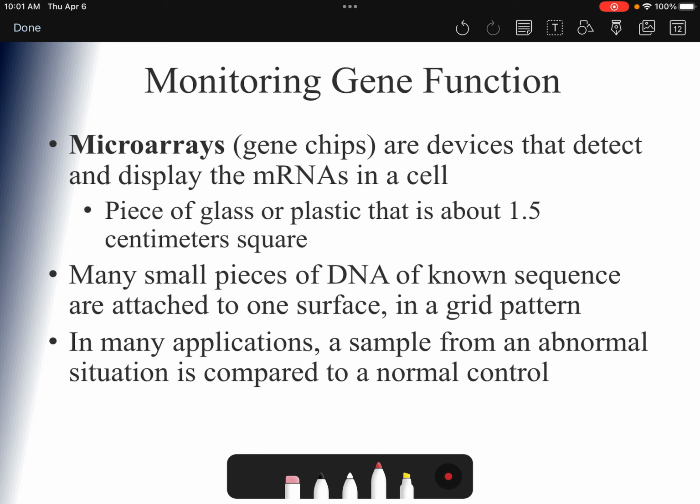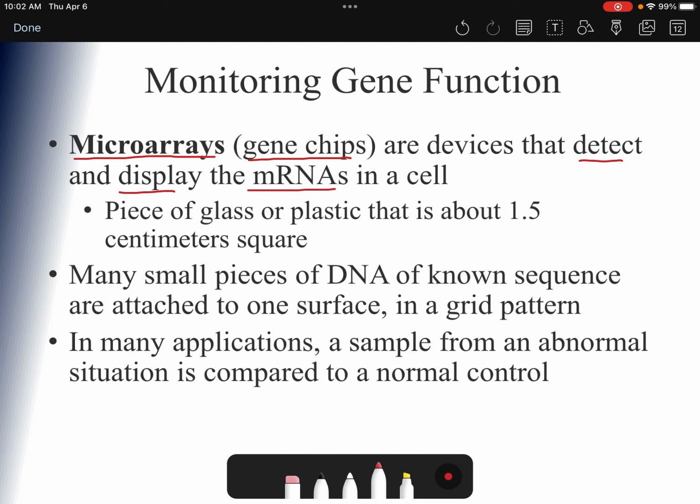How we can actually monitor whether or not the gene is functioning as it should be, we can use things called microarrays or gene chips. They can detect and display the messenger RNAs in a cell. And then that messenger RNA, however much is expressed, remember, is going to be used to be translated into the protein then.